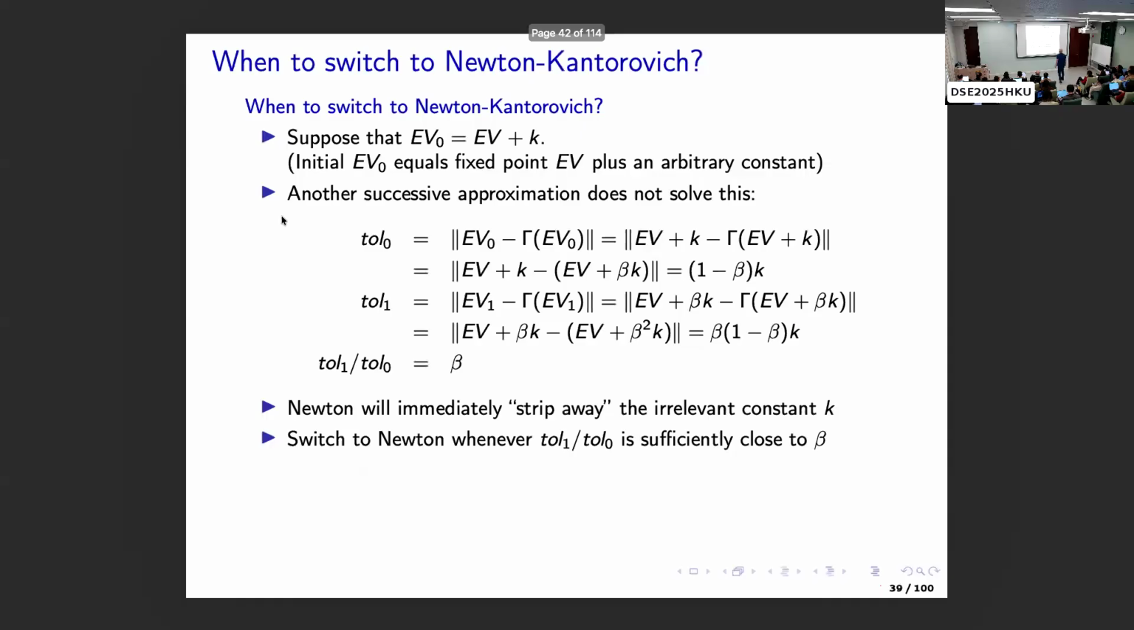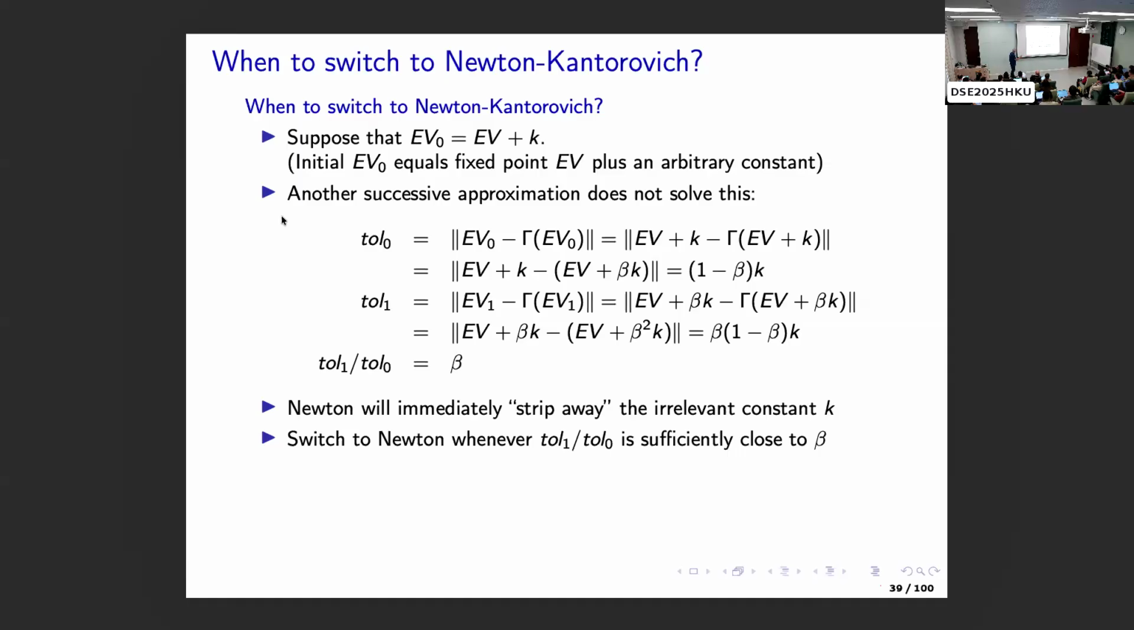So when to switch? The problem with Newton is that it's never really globally convergent. You have to get into some domain of attraction. What you can see here is that if you have already recovered the shape of the expected value function, and there's only a constant left, then that is going to be swept away by Newton. So let's just assume that that's the case.